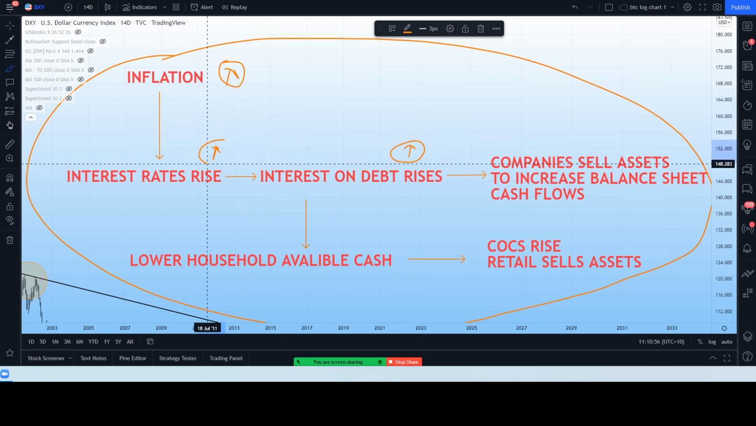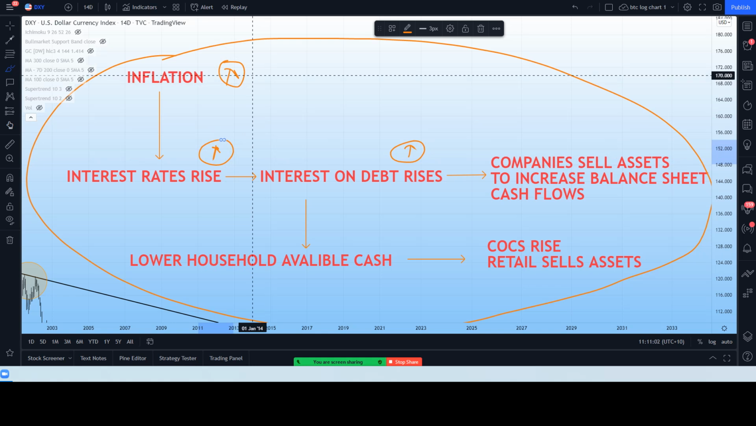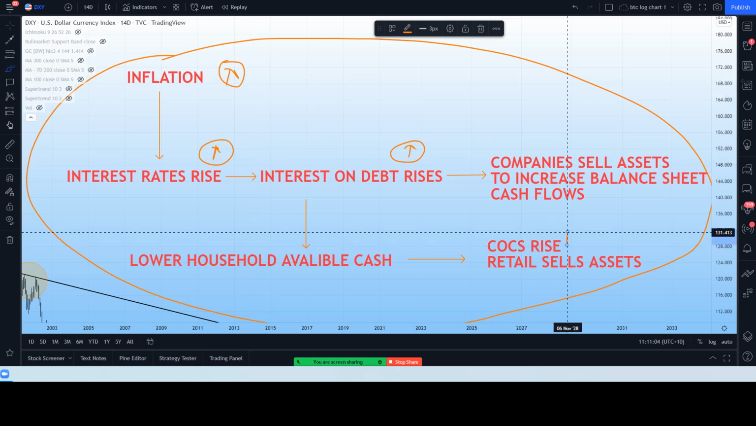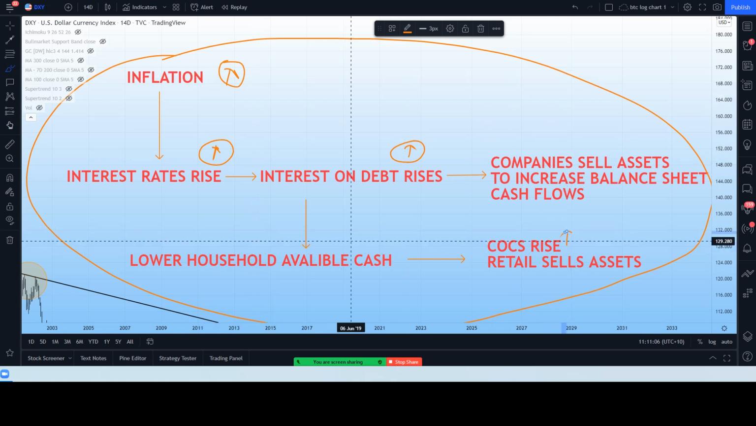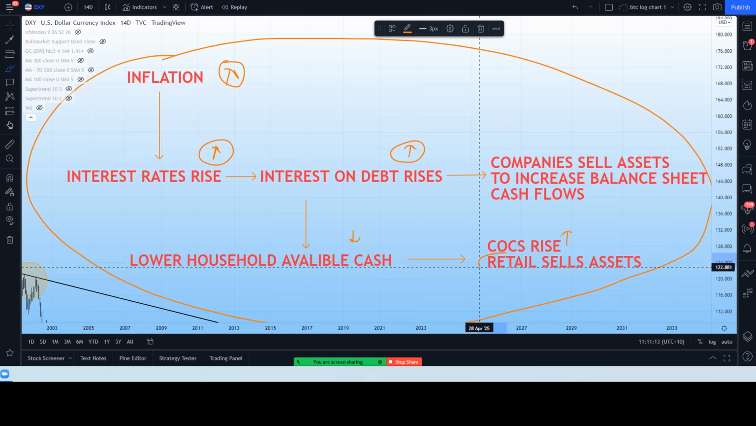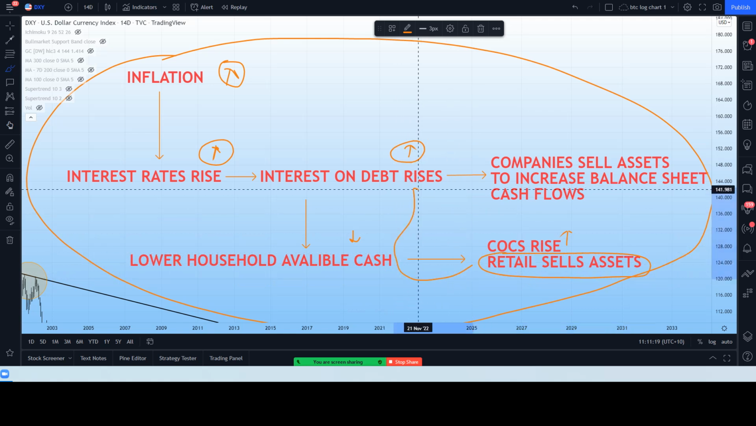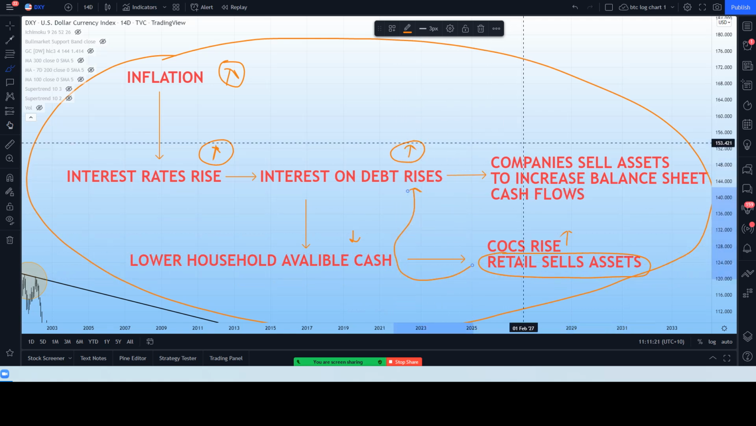So even with the recent strategic increases in interest rates, inflation hasn't decreased. It's still rising. So we still have costs of goods rising. We still have interest rates rising. We still have lower household available cash flow, and obviously cash decreasing. And this has led to a scenario where retailers have been selling off their assets to increase their cash flow, to send that money into their debt obligations. And we're seeing the same thing happen here with the companies.